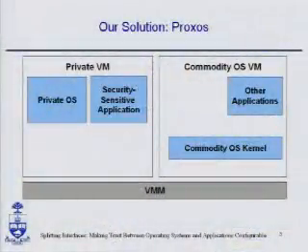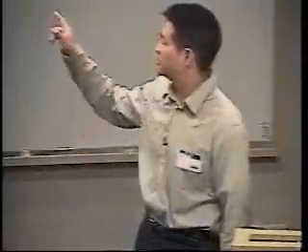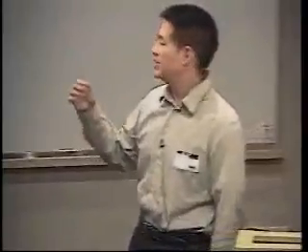Well, first, the security-sensitive application doesn't know it's been taken out of the OS kernel environment. So it's going to go ahead and make system calls and expect some operating system to handle those system calls. So first, we implement a private operating system that handles certain system calls from the security-sensitive application. We call it a private operating system because it's private to the security-sensitive application. Its only job is to handle the requests from that application. It doesn't handle requests from any other application.